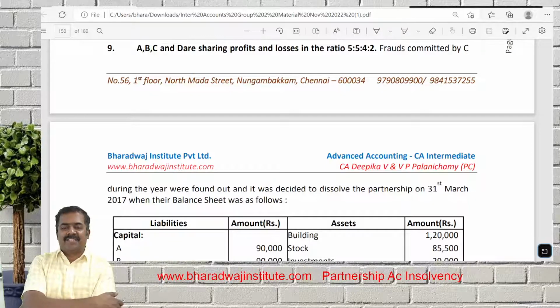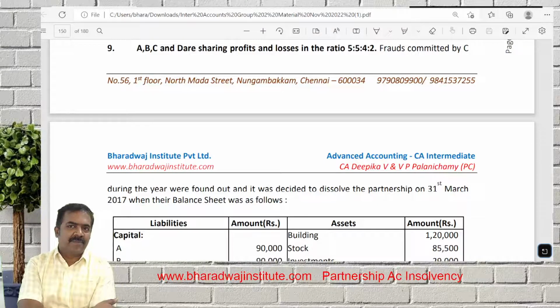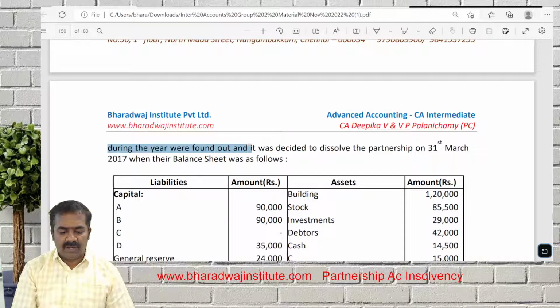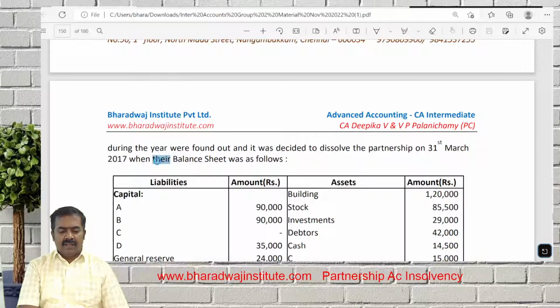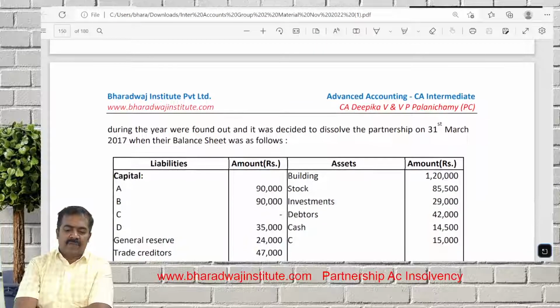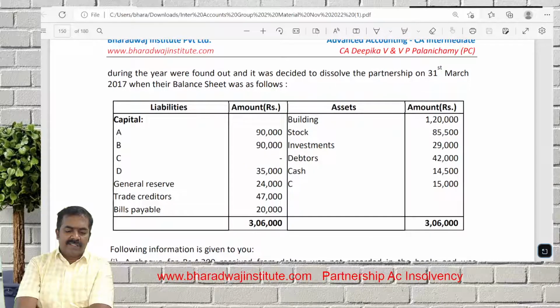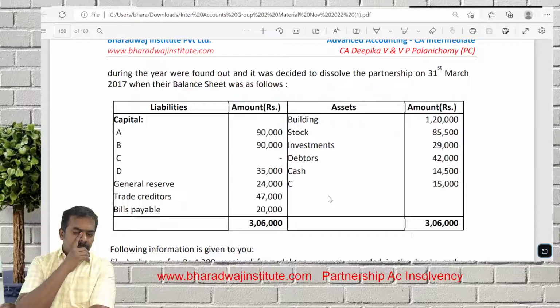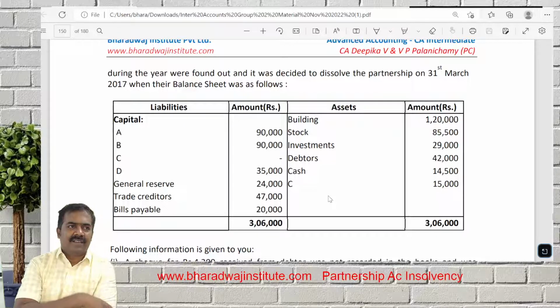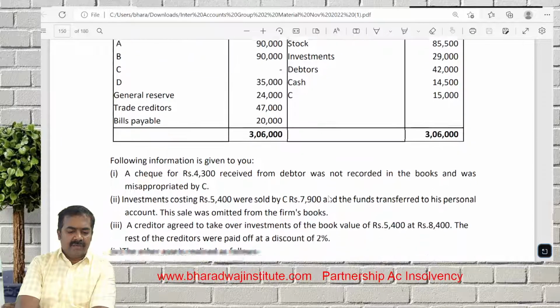A, B, C, D are sharing profits and losses in the ratio 5:5:4:2. Frauds committed by C during the year were found, and it was decided to dissolve the partnership on 31st December 2017, when their balance sheet was as follows. C has a negative capital, D has a positive capital. Is there a current account given? No current account is given, so capitals are fluctuating.